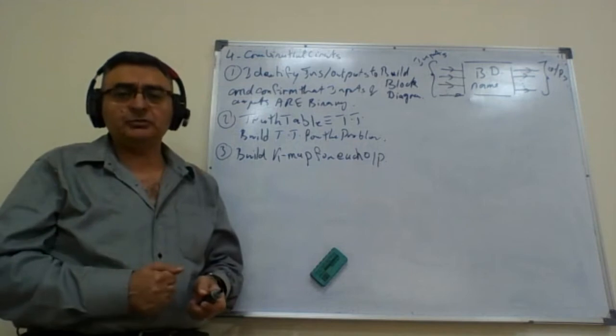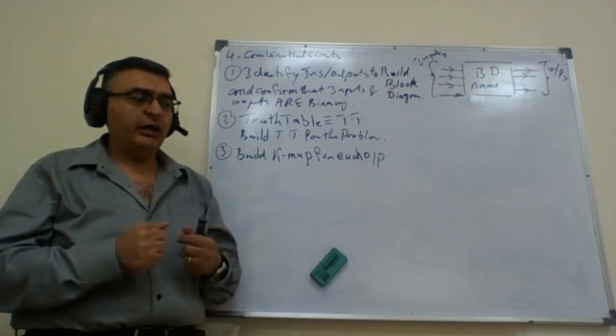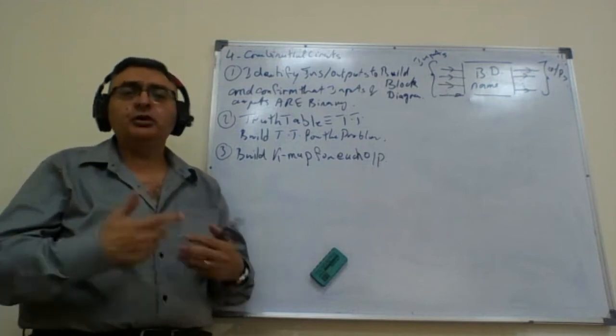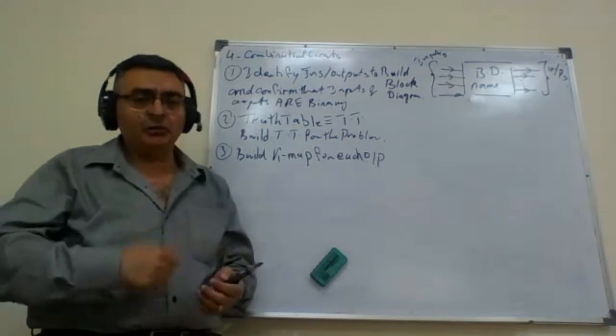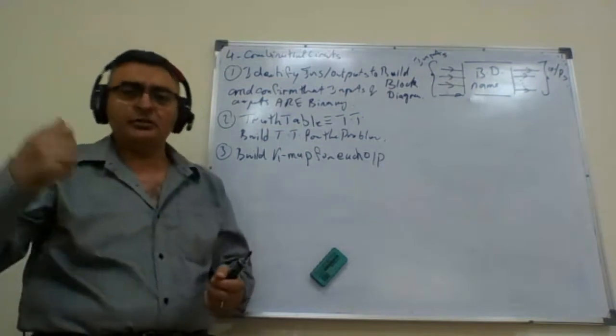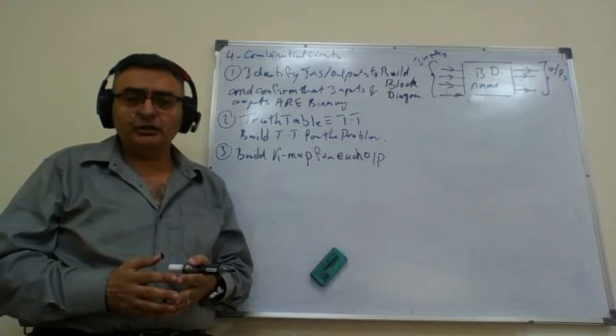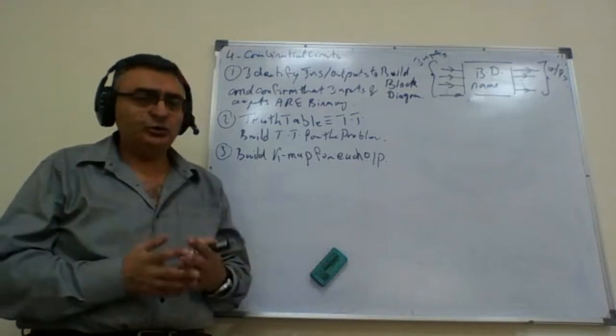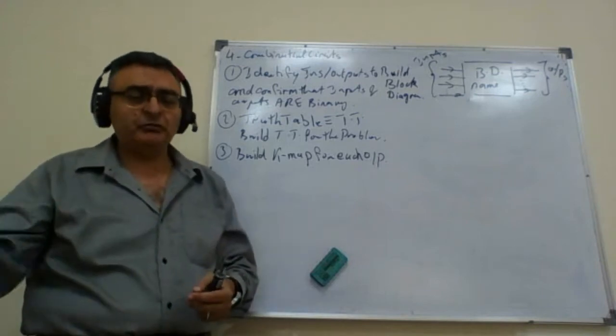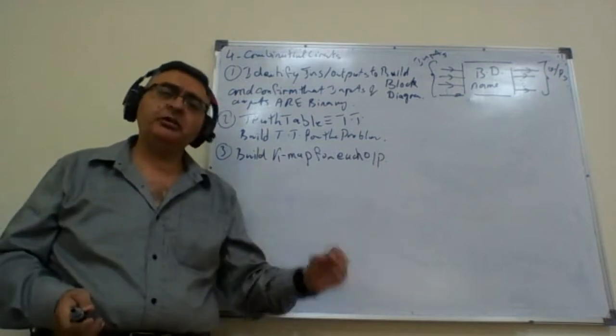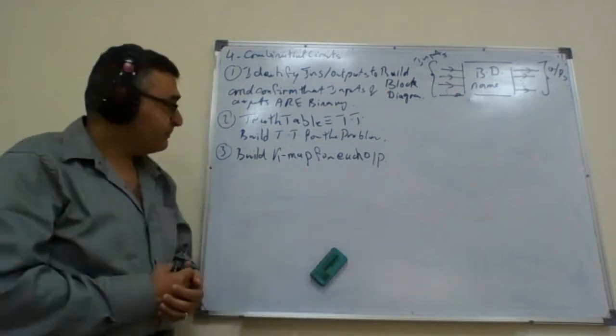If the question says I'm looking for a two-level NOR implementation, that means I will simplify using POS, the zeros. So if the question did not give any option, you are free to use either SOP simplification for the ones or POS simplification for the zeros.